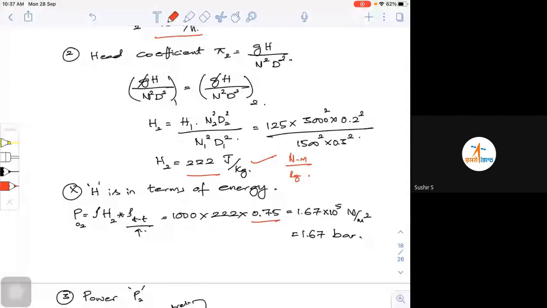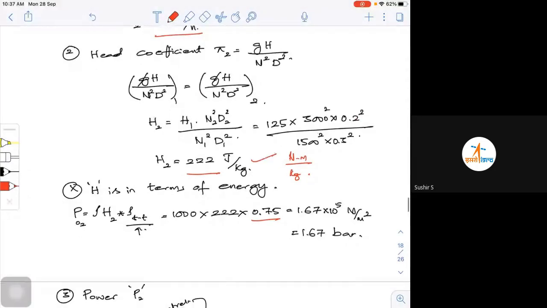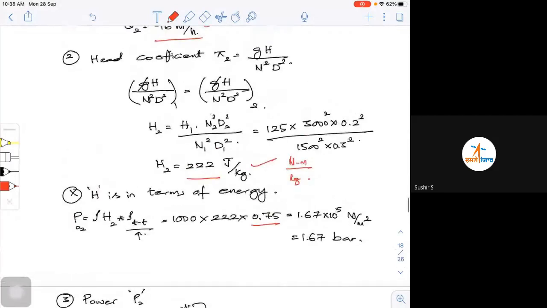But in case of a pump or a compressor, let me look at the HS diagram. I'll try to explain this. This is your actual compression, and this is your isentropic compression. 1 to 2 dash is your isentropic, 1 to 2 is your actual. You are supposed to do only this much work, but actually you are doing more work in case of a compressor or a pump.